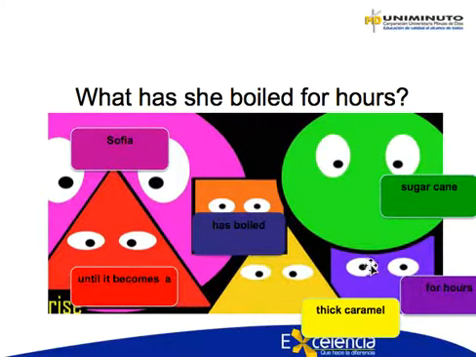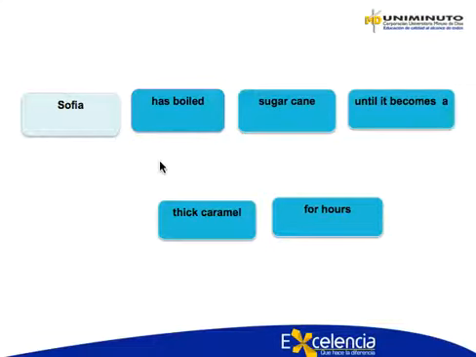Remember, you have to identify what is the subject. In this case, the subject is Sofia. Okay, and we have the verb. Remember, always we have to use have or has in present perfect. So because we talk about Sophia, there will be has boiled. What is the object? Has boiled sugarcane, could be sugarcane until it becomes a thick caramel for hours. Do you think that is correct? Let's check. So we have here, Sophia is the subject, has boiled sugarcane until it becomes a thick caramel for hours. Okay, so we have in this part the correct sentence.